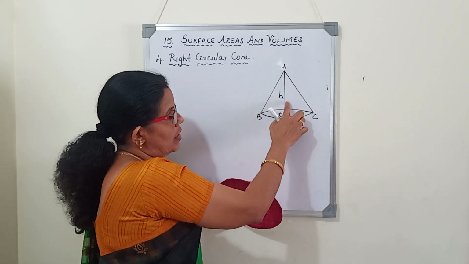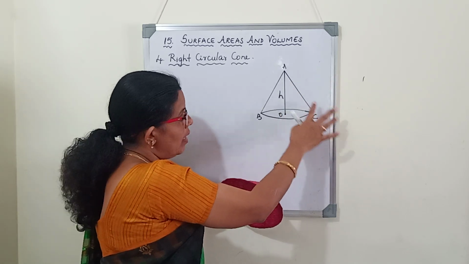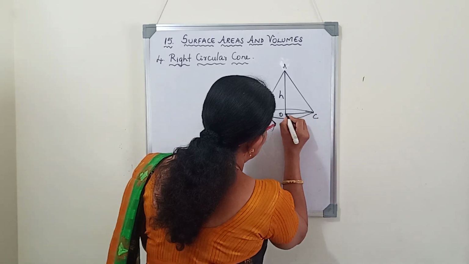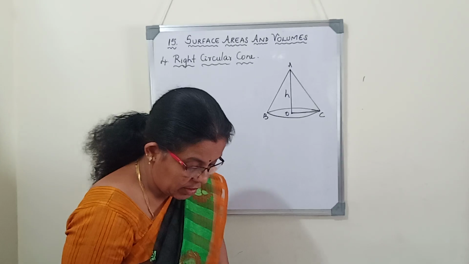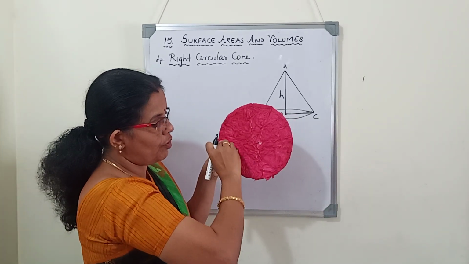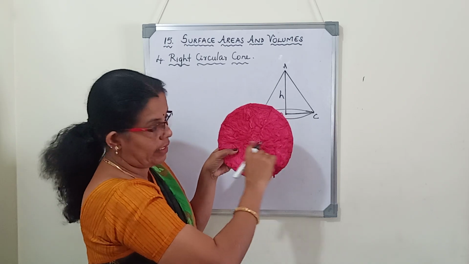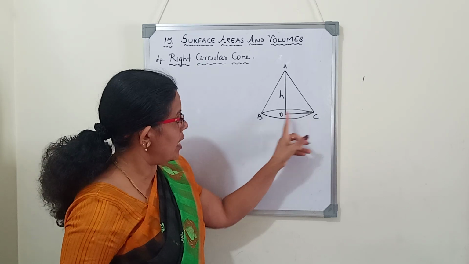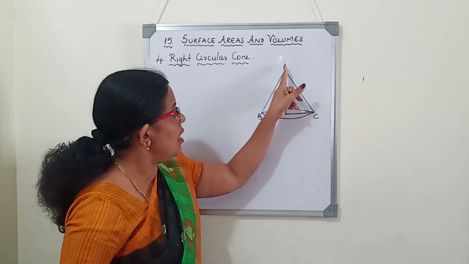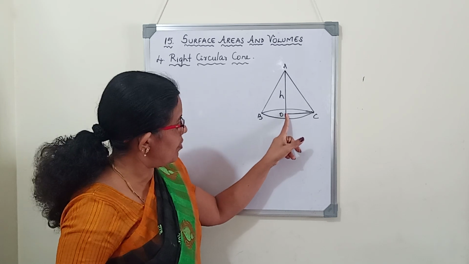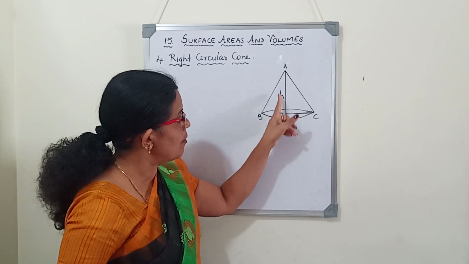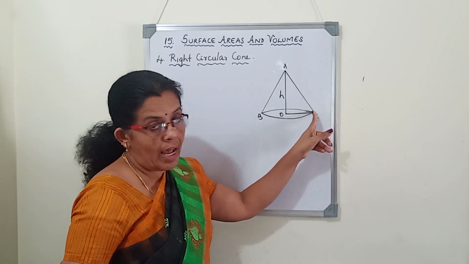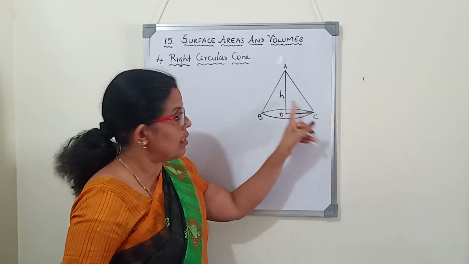I think you understood the difference, and the slant height will always be more than the height. If you join O and C, that is the radius. BC is the diameter of the circular part. If this is the circle, a line from one end to the other through the center is the diameter, and a line from the center is the radius. So here OC is the radius, BC is the diameter of the circular surface. From the vertex to the center of the circular surface, a perpendicular line is the height. From the vertex to anywhere on the circumference, a line is the slant height. So slant height will always be greater than the height.